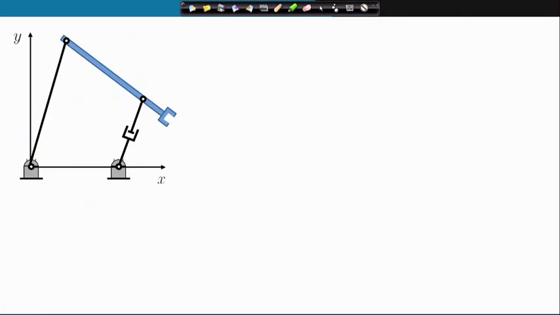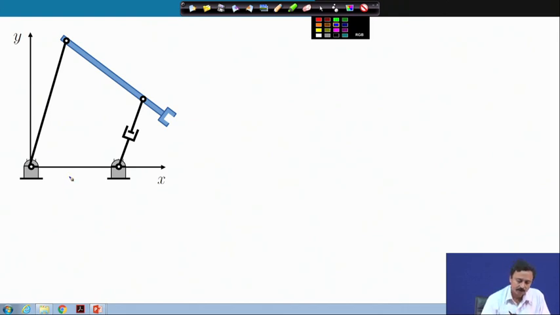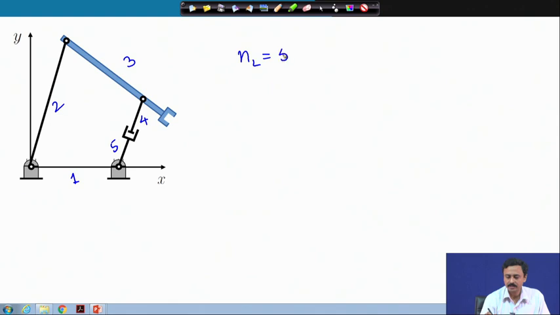Let us look at this example. This is also a kind of robot. These are called closed chain robots or sometimes parallel manipulators. Let us number the links. Ground is 1, 2, 3, 4, 5. So, number of links is 5, number of joints is 1, 2, 3, 4, 5.